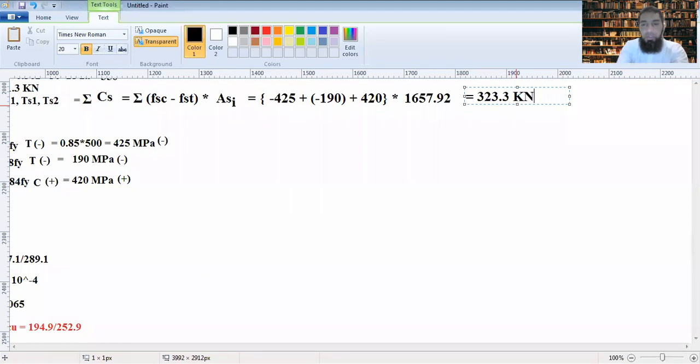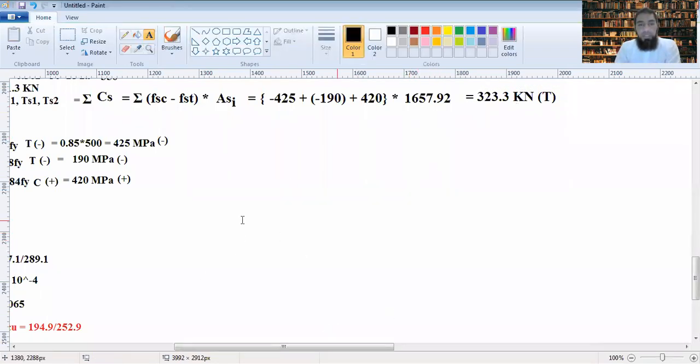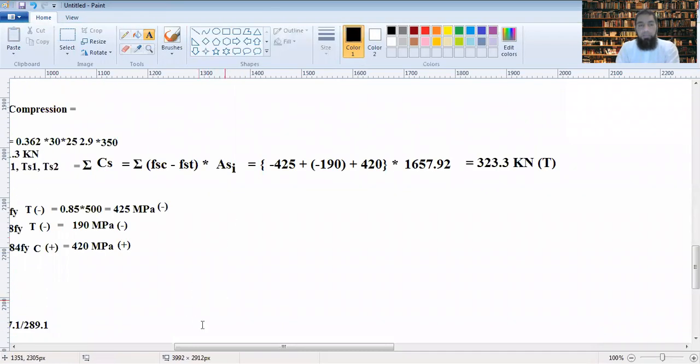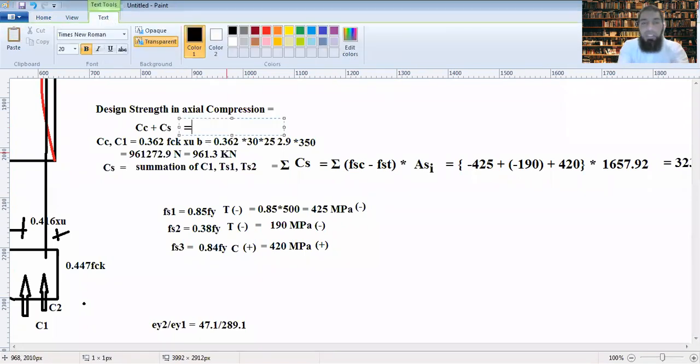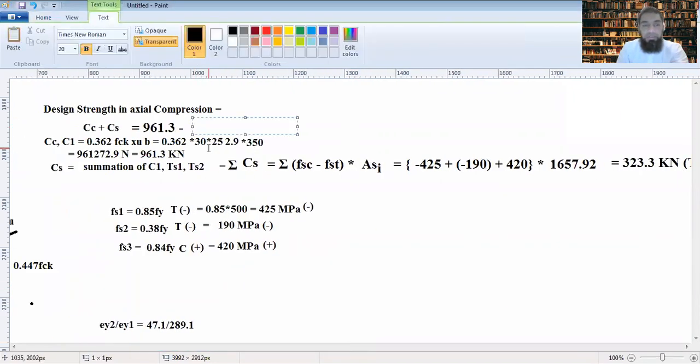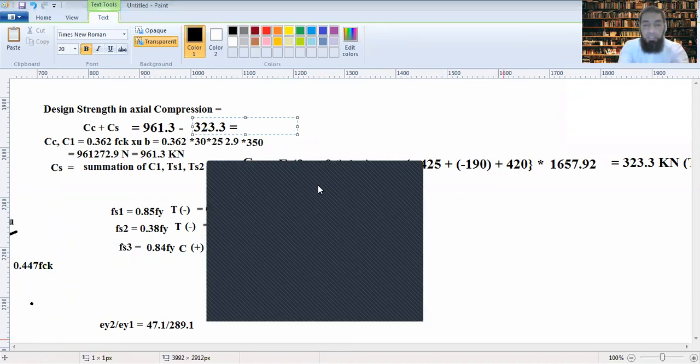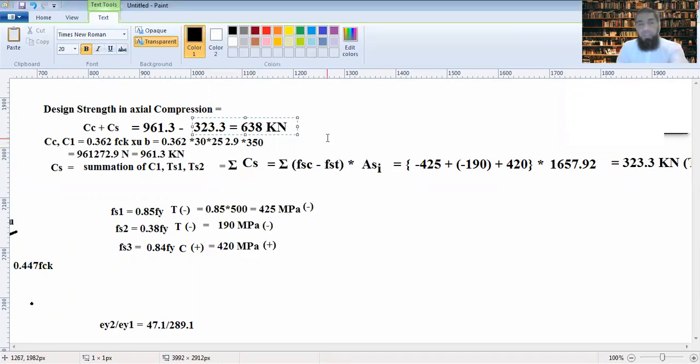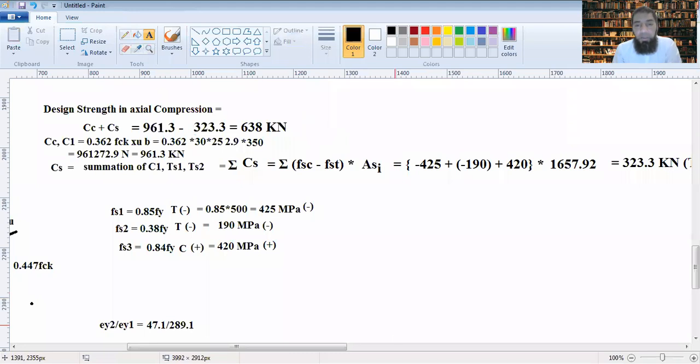Or just 323 kilonewton, and it's in tension, negative sign. So overall, how much would now be CC plus CS? The design strength would be 961.3 minus whatever is coming in tension, that's 323.3. So the actual force is actually decreasing because there is a tension happening on the other side due to eccentricity. So it's 638 kilonewton is the design strength in actual compression of this section.